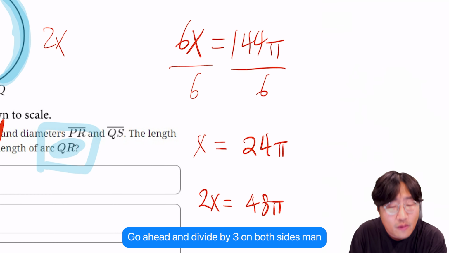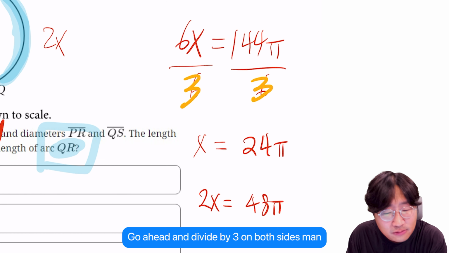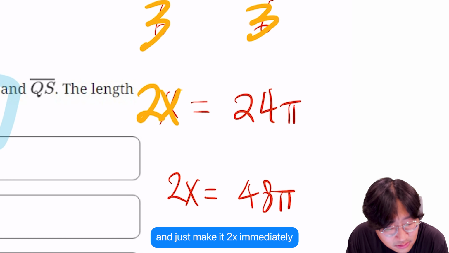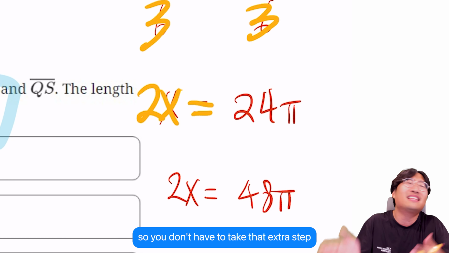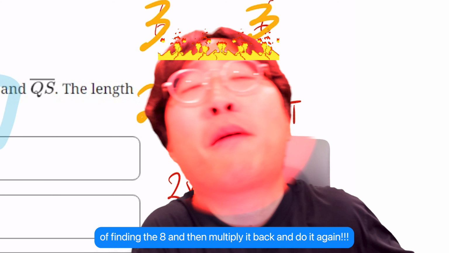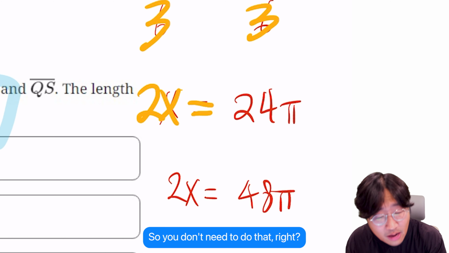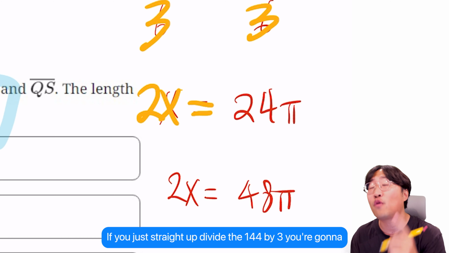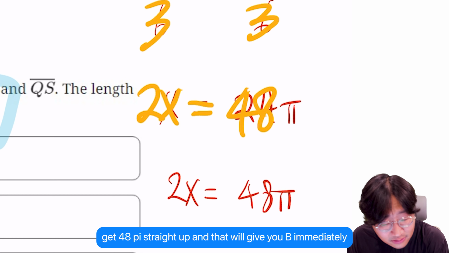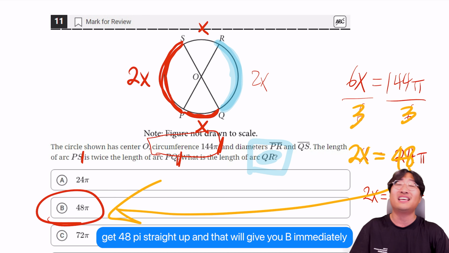No. Go ahead and divide by 3 on both sides, man, and just make it 2x immediately, so you don't have to take that extra step of finding x and then multiplying it back by 2 again. You don't need to do that, right? If you just straight up divide the 144 by 3, you're going to get 48 pi, and that will give you the answer immediately, right?